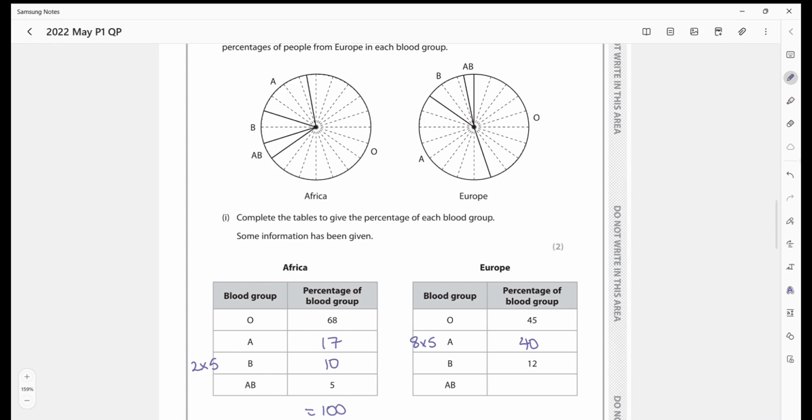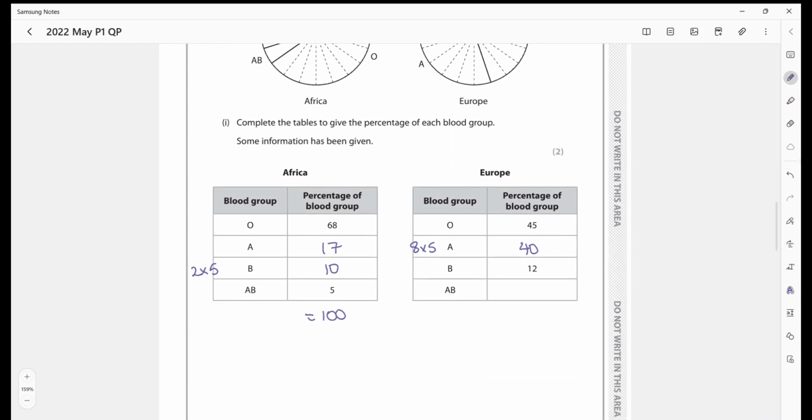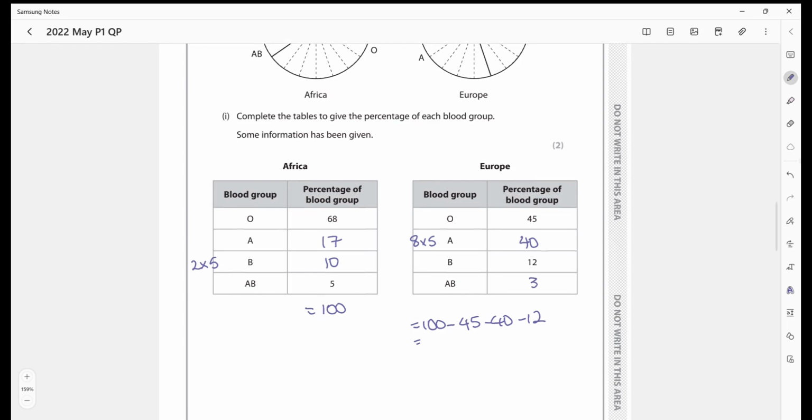Okay. Now AB, because it's not, again, not exactly right in the middle, let's just do 100 minus these numbers. So 100 minus 45 minus 40 minus 12, and that would be 3. So 3% of people in Europe have the blood group AB.